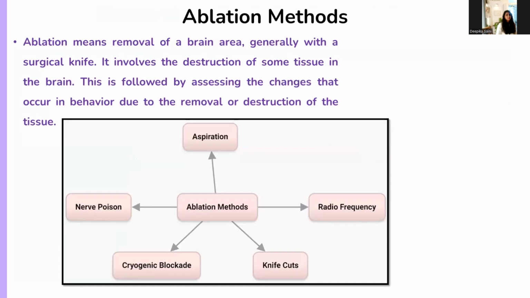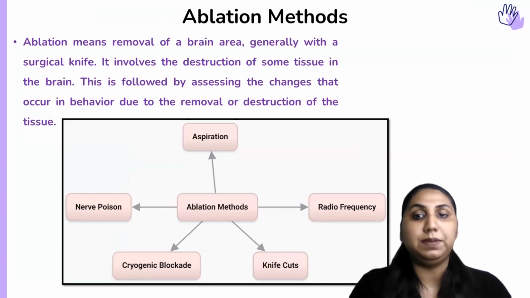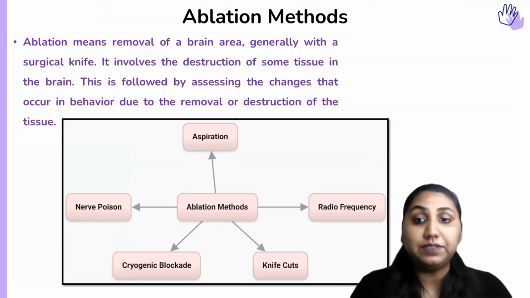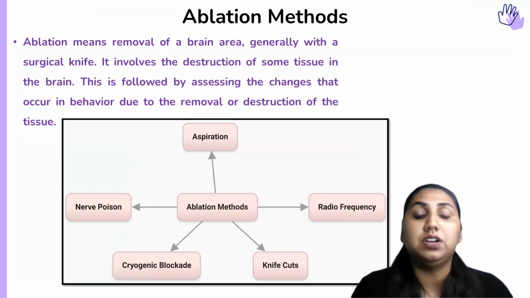Now let's start our discussion with the ablation method. Why is understanding the ablation method important? So when we talk about the ablation method, this is one of the invasive techniques, all right? And it is further divided into different techniques. So you can do ablation through different approaches is what we are trying to convey over here. We will be discussing those types further, but just briefly, there are 5 in total. We have aspiration, nerve poison, cryogenic blockade, knife cuts, and radio frequency. Okay, so when we talk about ablation, what does ablation mean?